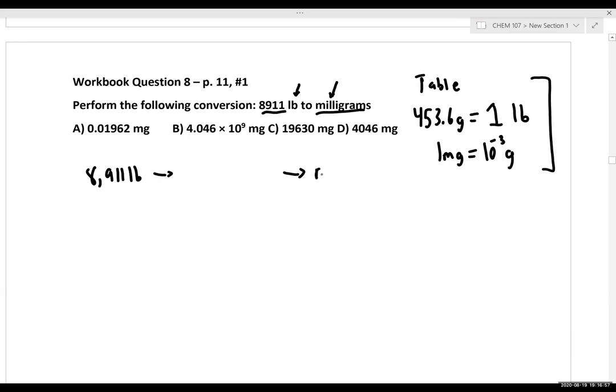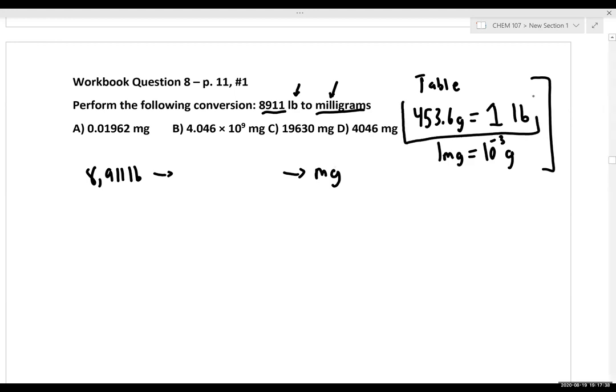Milligrams? Yep, exactly right. So looking at our table of English to metric conversion factors, what is our bridge between the English and metric system? What relationship can we use that gets us from the English system of pounds to the metric system of grams or milligrams? Is there a conversion factor, or is there an equality that we have that relates pounds and milligrams or grams? Is it the 453.6 grams?